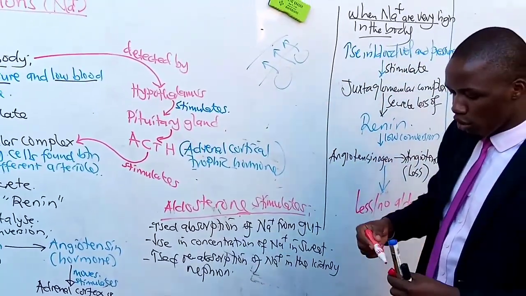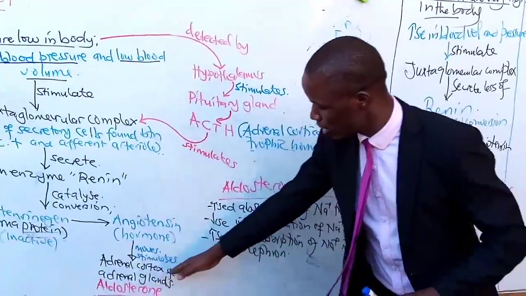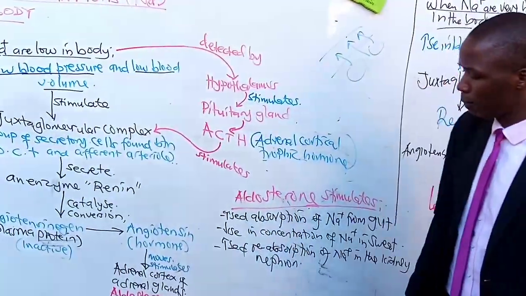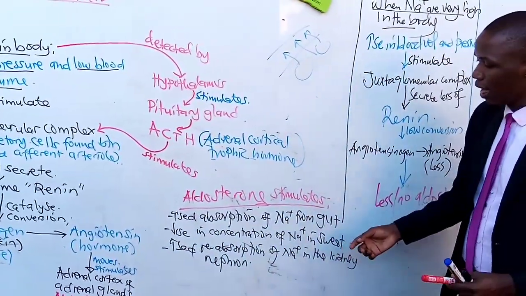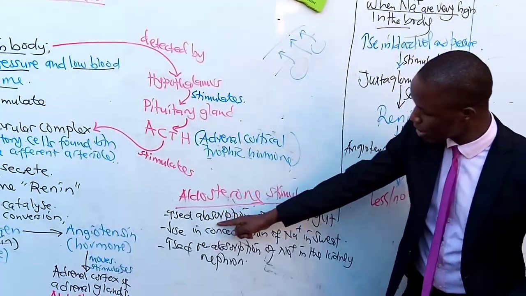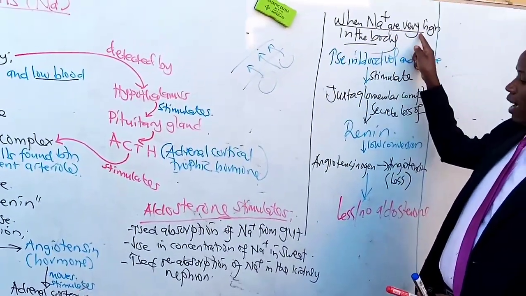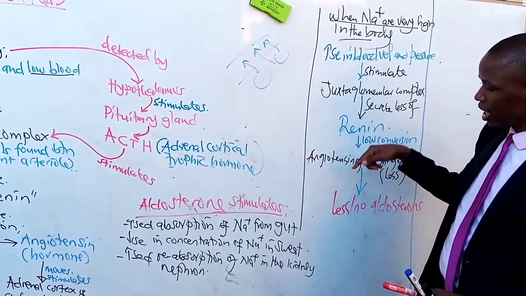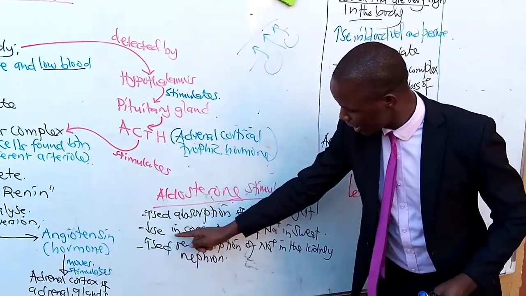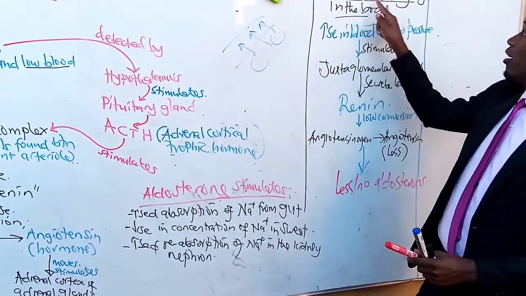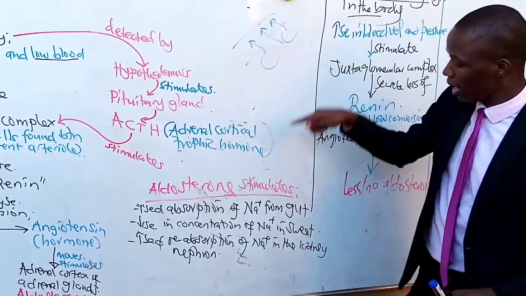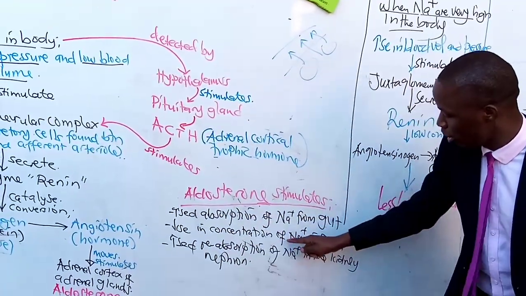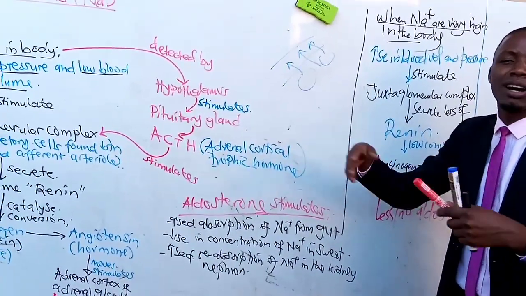Why? Because we have produced less angiotensin, which will not be enough to stimulate the adrenal cortex to produce enough aldosterone, implying that we shall have less aldosterone. If we have less aldosterone, it means that instead of having increased absorption, since our sodium ions are very high, we shall have a decrease in absorption of sodium ions from the gut. Instead of having a decrease in concentration of sodium ions in the sweat, we have an excess of sodium ions. So instead of a decrease, we shall have an increase in concentration of sodium ions in sweat, so that we can lose the excess.